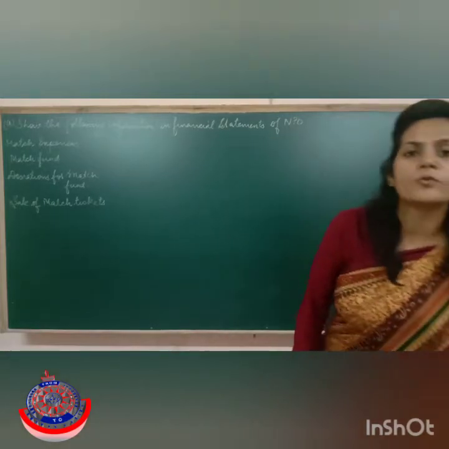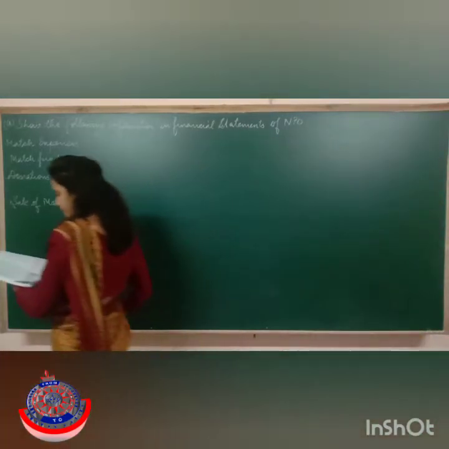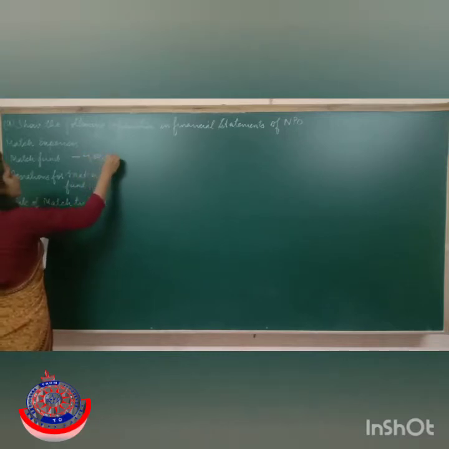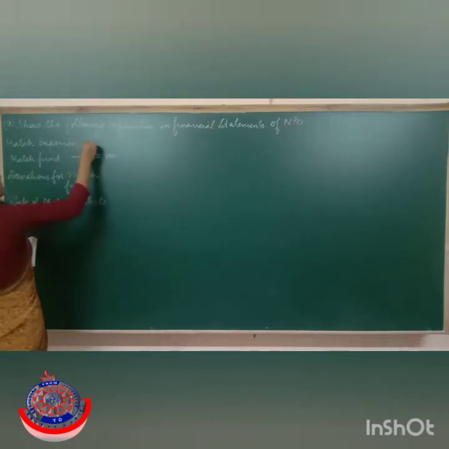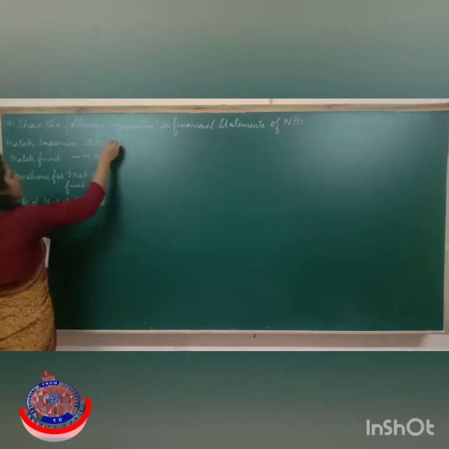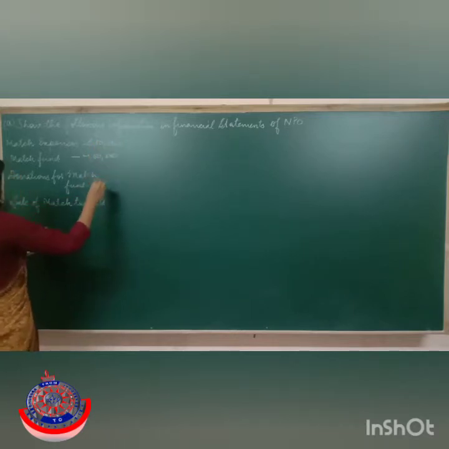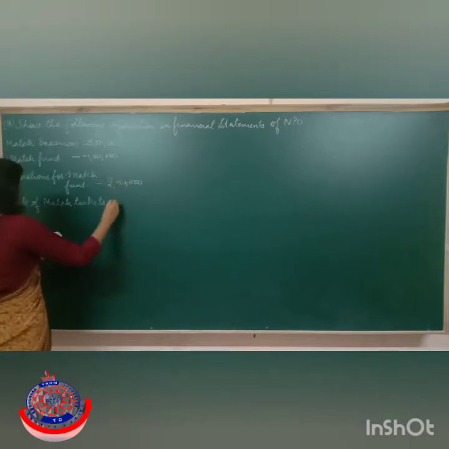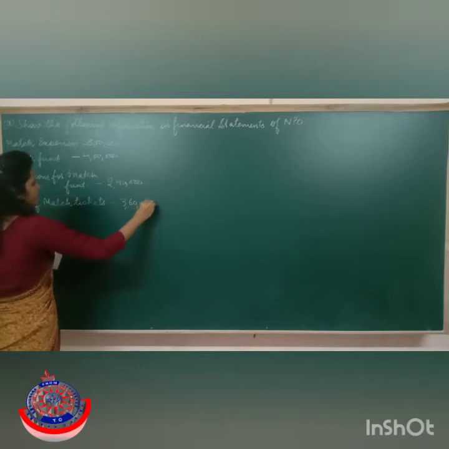So if I talk about their amounts, let's write here. Match fund is rupees 4 lakh. Match expenses, rupees 8 lakh. Donation for match fund is rupees 2 lakh 40,000, and then sale of tickets, rupees 3 lakh 60,000.